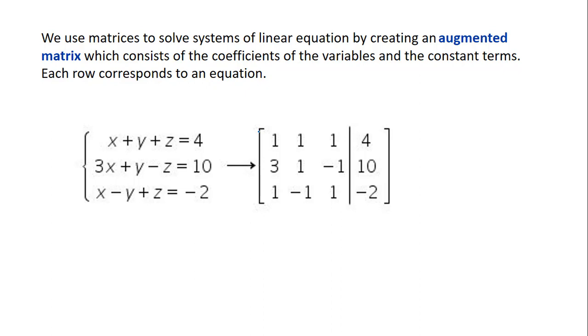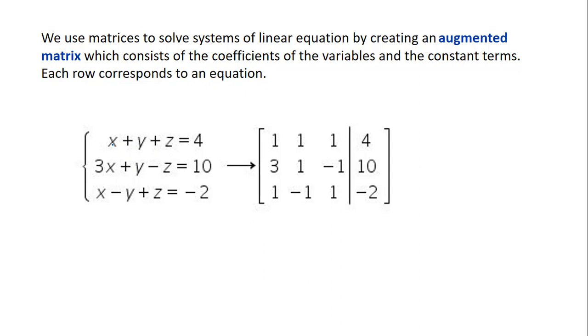So when we use matrices to solve systems of linear equations, we create an augmented matrix, which consists of the coefficients of the variables and the constant terms. Each row in our matrix corresponds to an equation in the system.